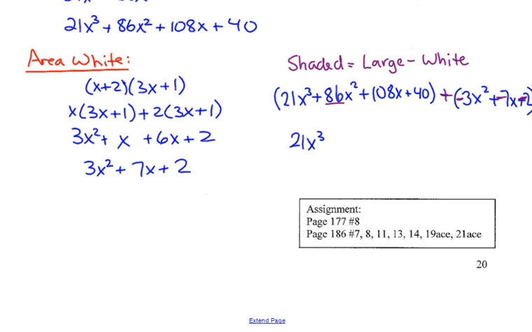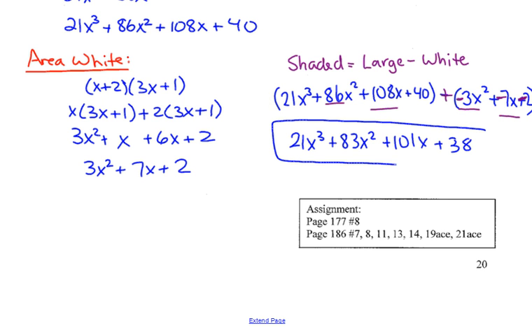So now we have 86 plus negative 3 is 83x squared. And we have 108x plus negative 7 would be 101x. And then plus 40 minus 2 is plus 38.